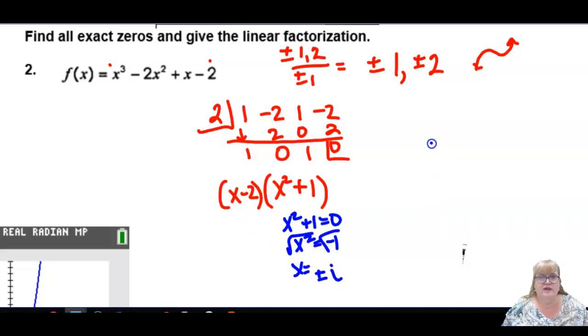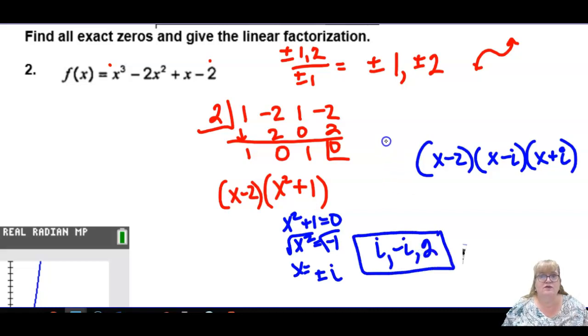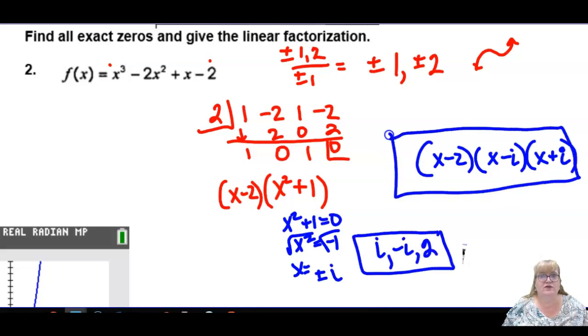So we had an x minus 2. We had a 0 at i and a 0 at -i. So if I do x minus i, and this one would be x minus -i or plus i, now I have the linear factors, okay? I'm also supposed to state the zeros, which were at i, -i, and 2. So there's the 2 things we're looking for, the zeros and the factorization.